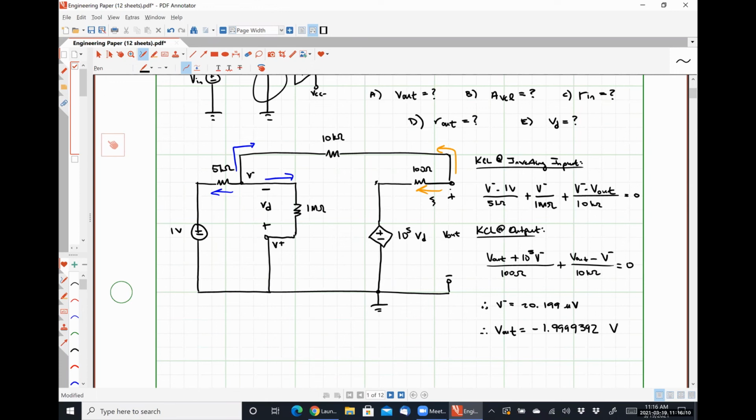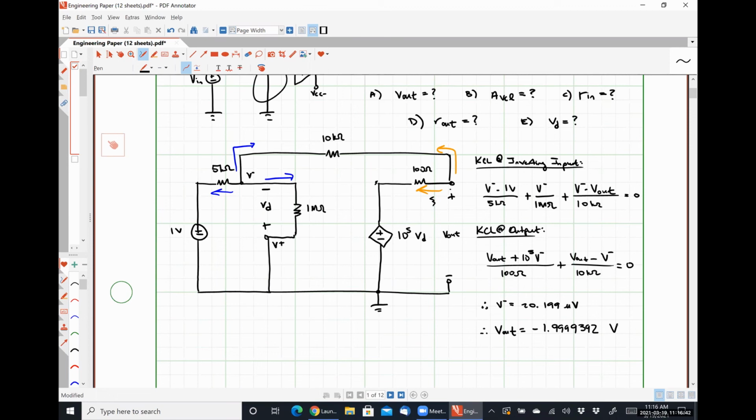So we actually already have enough information to solve for 3 of these 5 things I'm asking about. All right. The first one, V out is equal to what? We did that directly, right? We know that our output voltage is negative 1.9999392 volts. So something very, very close to negative 2 volts. All right. So part A is taken care of.